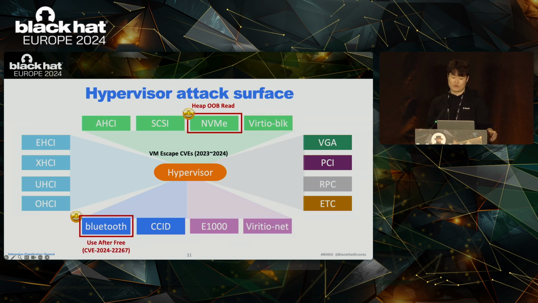Through our research, we identified two key vulnerabilities. The first is an information leakage vulnerability in the NVMe implementation. The second is a use-after-free issue in VMware's virtual Bluetooth feature. Both vulnerabilities were successfully exploited, enabling us to escape from the guest to the host.